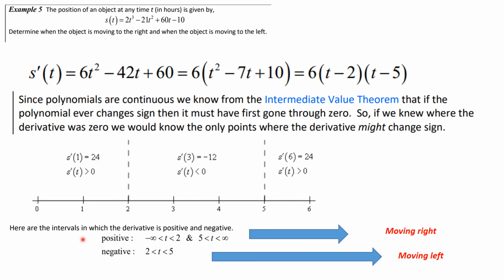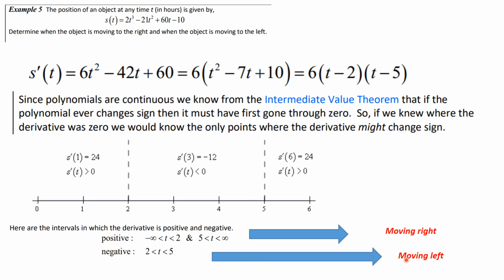So the intervals where the derivative is positive are these two intervals. We're not going to discuss right now whether time could be negative or not, but those are the intervals, and so those are where it's positive. That means it's moving to the right in those, and between 2 and 5 it is moving left.